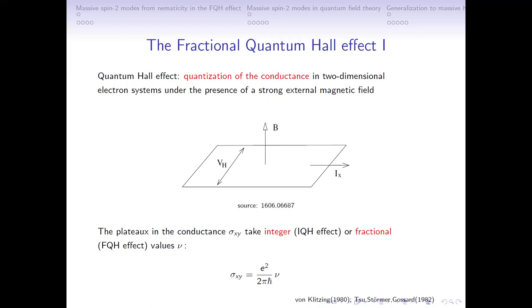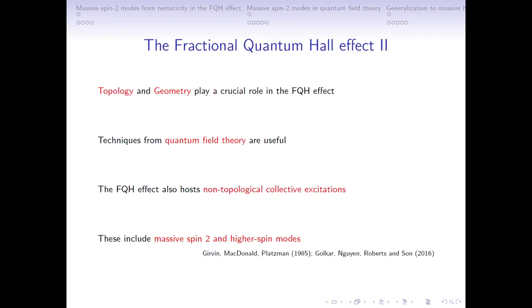And the interesting thing is that you really have to use all the tricks of quantum field theory, topology, geometry, many, many tricks. This quantization is really based on topology, and I will not talk so much about that in this talk, but what I will talk about is that people realized that this fractional quantum Hall effect can also have a non-topological collective excitation. So on top of this topology, you can also have extra collective excitations, and it is in these extra non-topological collective excitations that these massive modes occur.